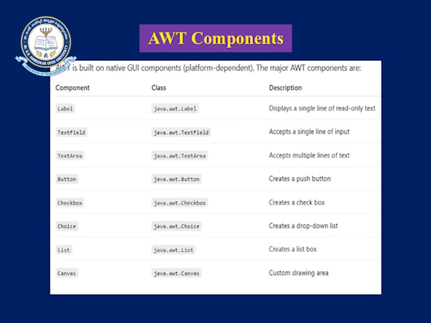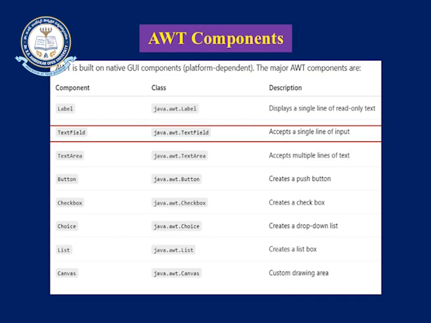These are some AWT components mentioned here: labels, text field, text area, buttons and checkboxes. So what is meant by the text field? Using text field you can create text boxes. These text boxes will accept input from the users.